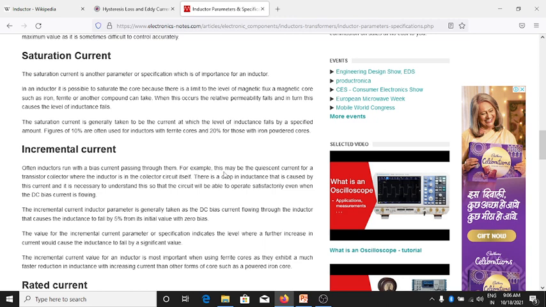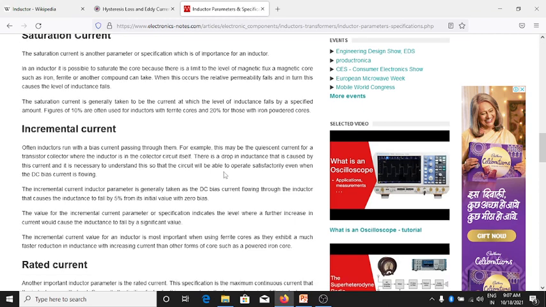The saturation current is generally taken to be the current at which the level of inductance falls by a specified amount. Figures of 10% are often used for inductors with ferrite cores and 20% for those with iron powder cores.